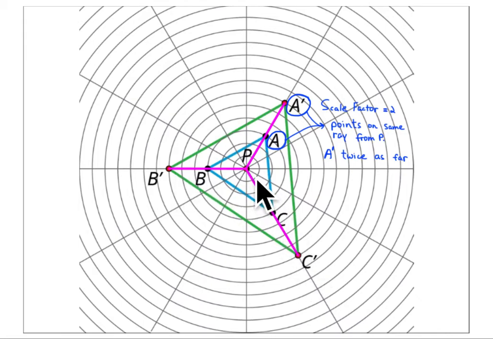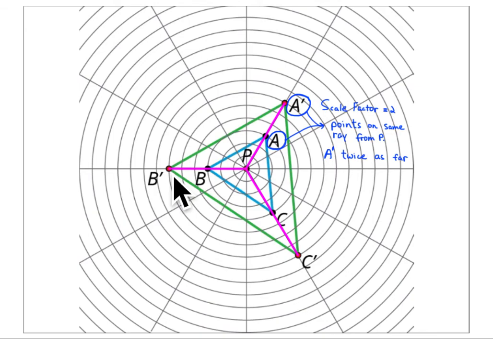But C prime is farther out. C is 4 units out. 1, 2, 3, 4. So C prime is 2 times 4, or 8 units out. And you can see that if you carefully trace this around, it's 2 circles farther out than this one, which is at 6 units, or 6 circles.